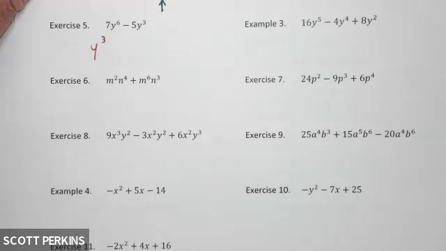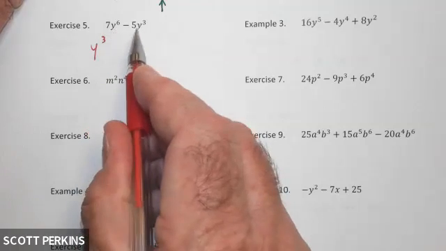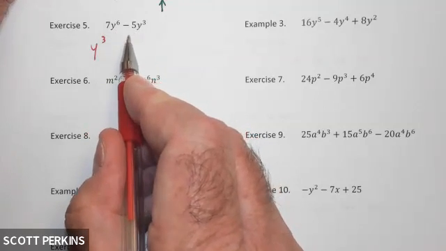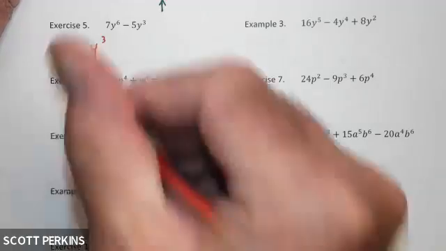There's 3 y's in common. Remember I told you the lowest power. I've got 6 y's in the first term. I've got 3 y's in the second term. So the lowest power is 3. The 7 and the 5, the coefficients, they have nothing in common.